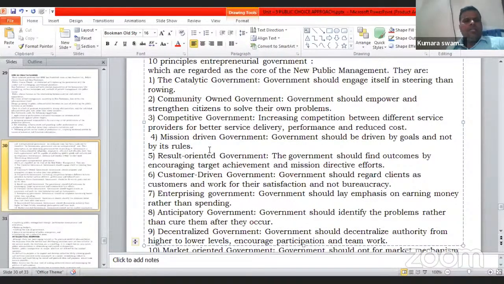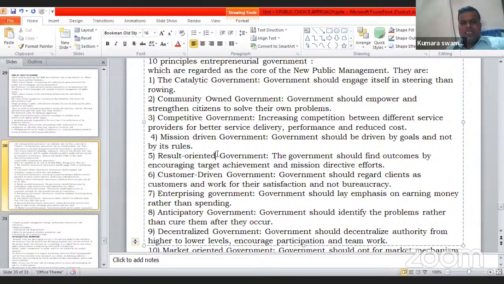And the government should be mission-driven. Osborne and Gabler say that in the entrepreneurial type of government, government should be driven by goals, not rules. Government works with goals, and should be a result-oriented government. Government should identify the targets and work with the mission. So this is a result-oriented government.